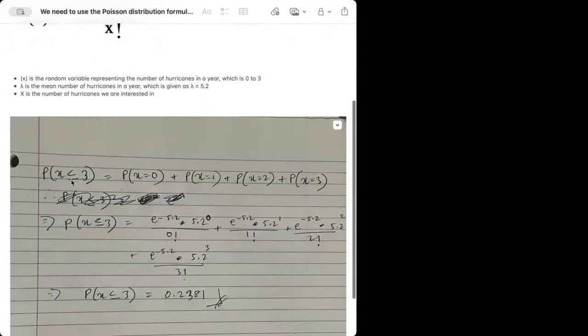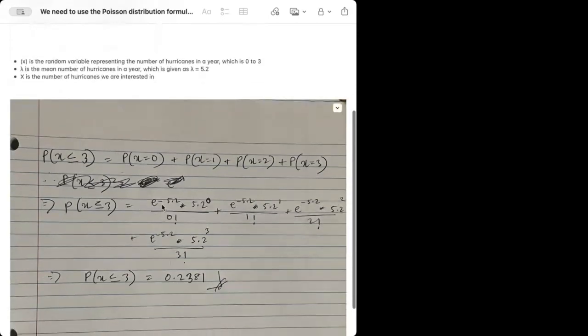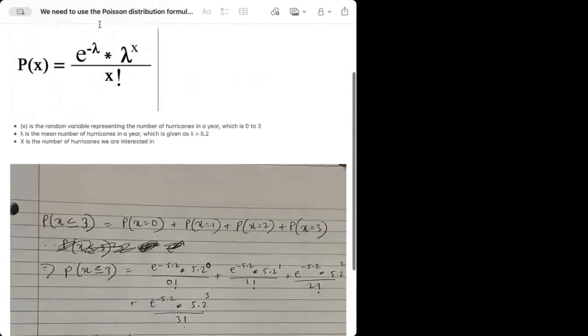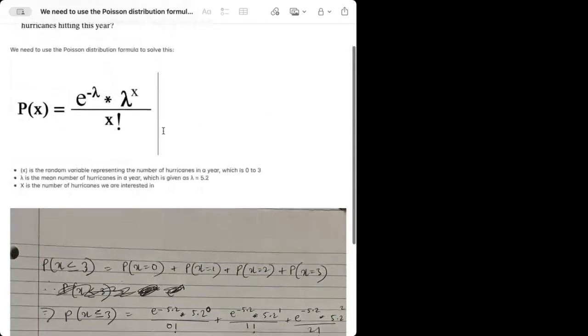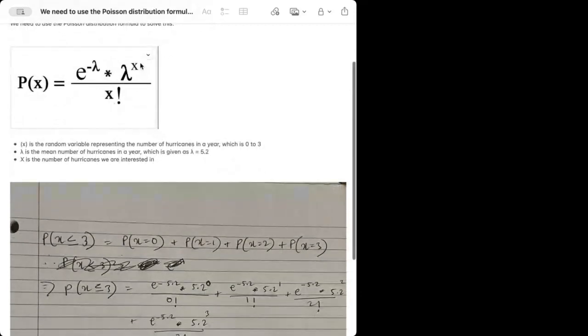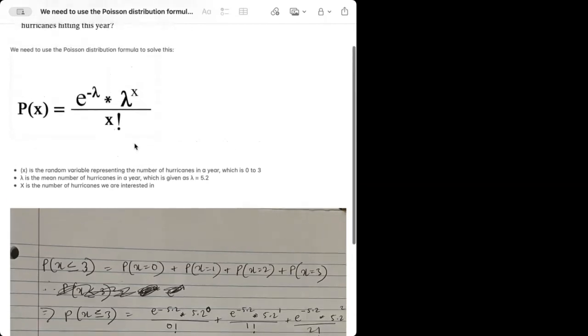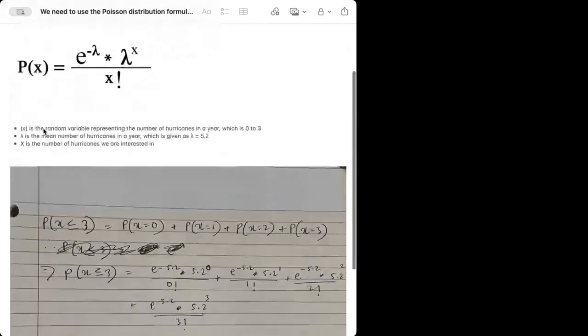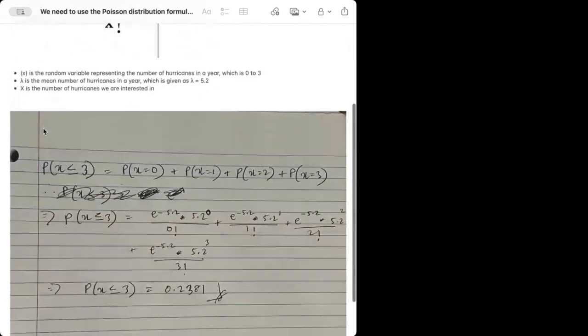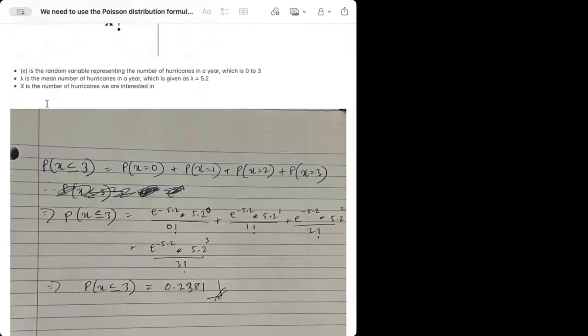So going from x less than or equal to 3, x equal to 0, x equal to 1, and so on, we just have to add all the probabilities from 0 to 3. In this instance, we have e to the negative 5.2, where 5.2 is the lambda. Your notation: x is the random variable representing the number of hurricanes in a year, which is 0 to 3.